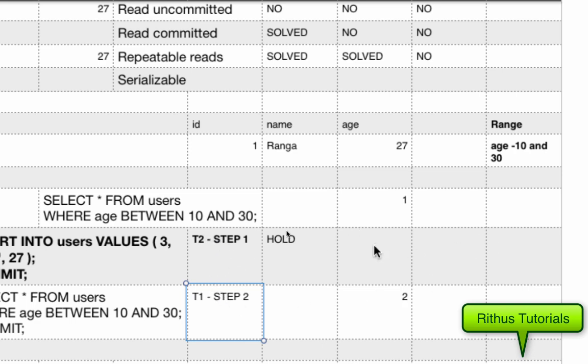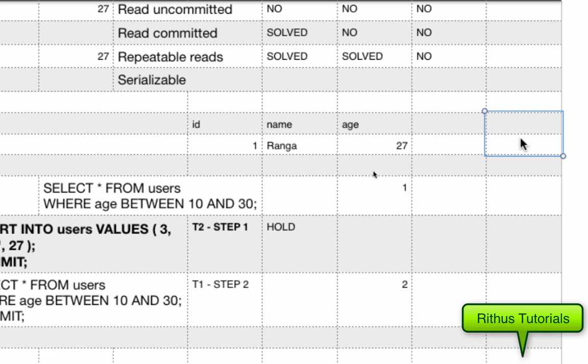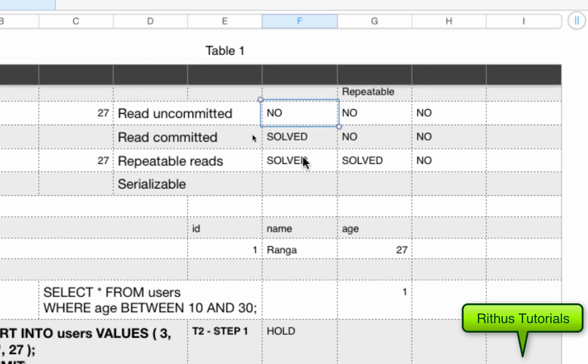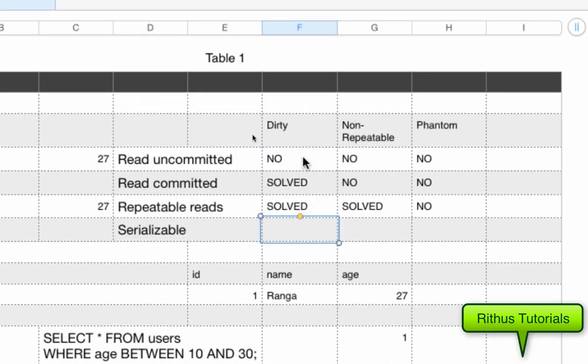So T1 continues execution and goes to the next step. Because there's a range lock, it is guaranteed to get only one row back, and it continues execution. Once it completes the execution, it releases this range lock, and only then would the insert happen. Only then would T2 be able to insert a row into this particular table. So that's basically how the serializable isolation level works, and it solves the problem of phantom reads.